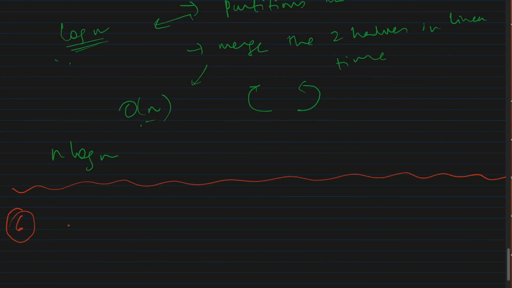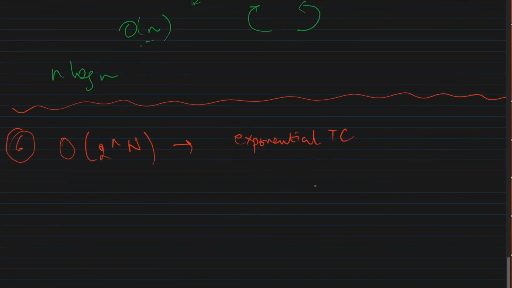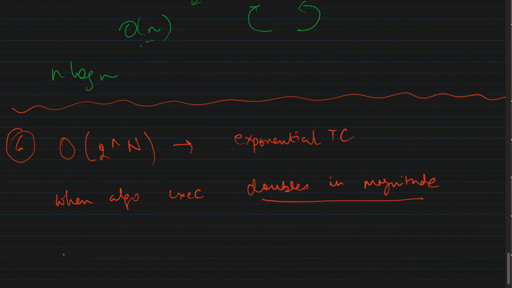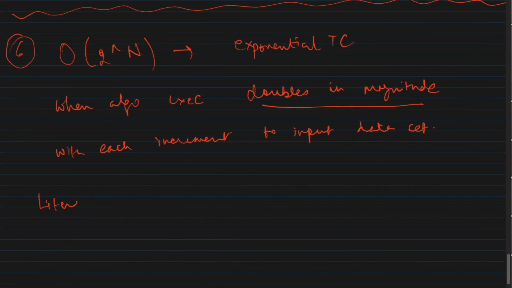The last one is order of 2 to the power n runtime. This is called exponential time complexity. It is 2 to the power n. What it means is that the algorithm execution doubles in magnitude. This is important. It doubles in magnitude with each increment to the input data set. So this is literally the opposite of order of log n complexity. There the magnitude was decreasing, here the magnitude is doubling up.